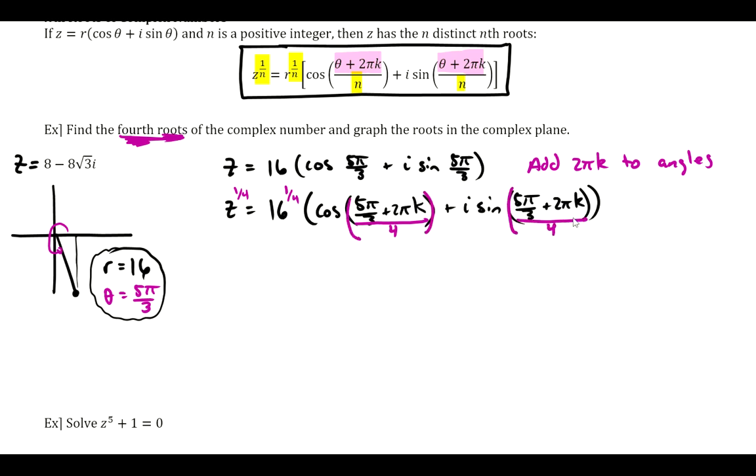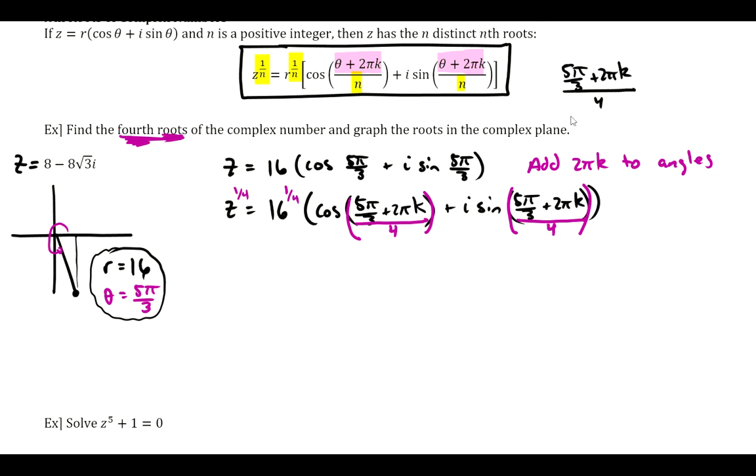There we go, and I'm just modifying it. Good to go. Okay, and then these angles, so again, it's a little bit of scratch work that's occurring with it. Okay, so to the side, with my scratch work, I have 5 pi thirds plus 2 pi k over 4.